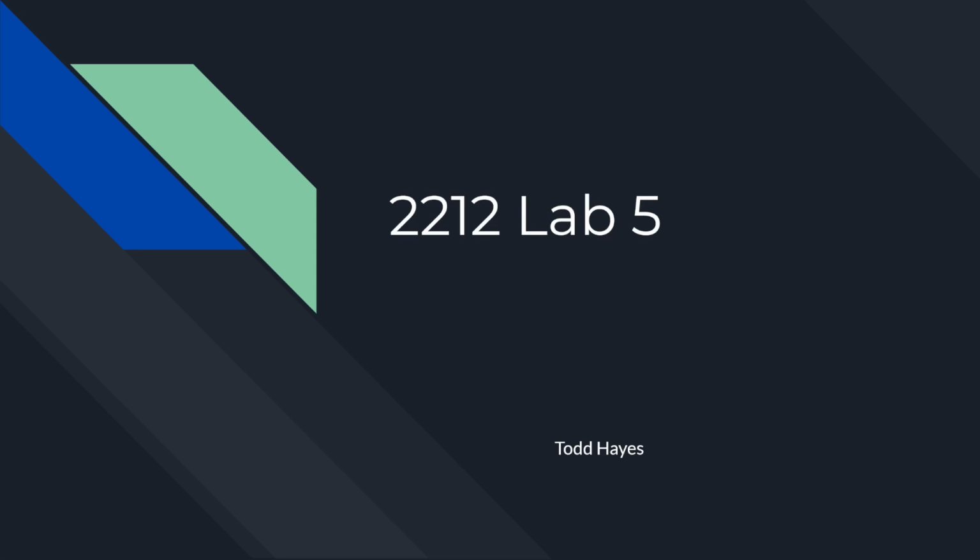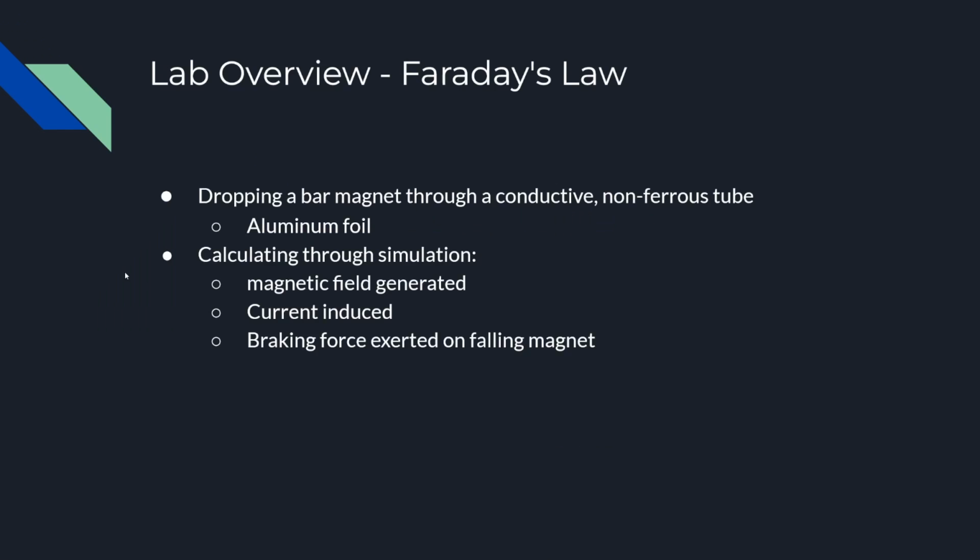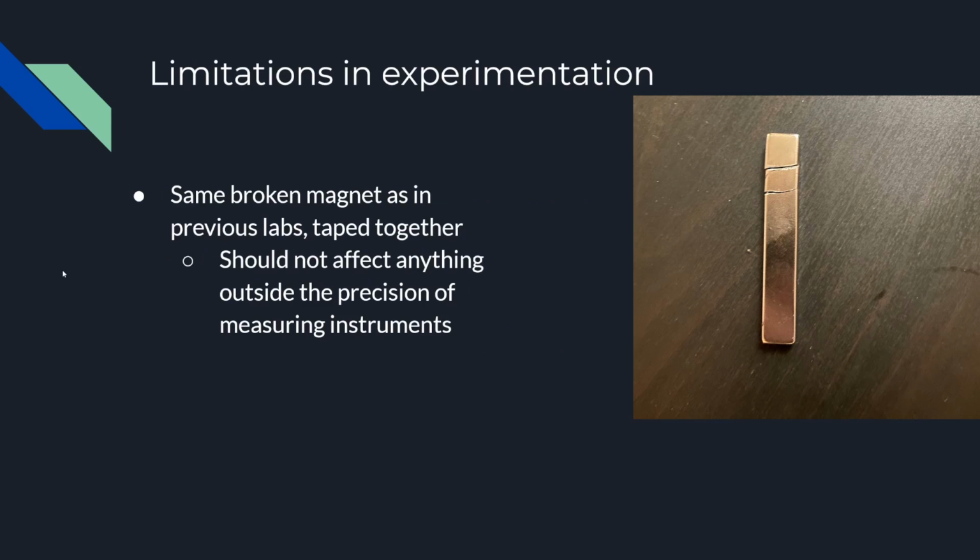Happy last lab, everybody. So we dropped a magnet through a tube of aluminum foil this time, looking at Faraday's law. We saw a braking force, or the equivalent force generated due to the change in flux inducing a magnetic field reacting then on that magnet again. And we also calculated through a simulation the magnetic field that was actually generated, the current that was induced in the conductive tube as a model of rings, and we also looked at the braking force that was exerted on the falling magnet and compared the real world results to those of the model.